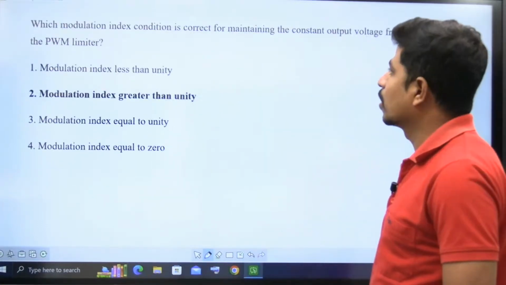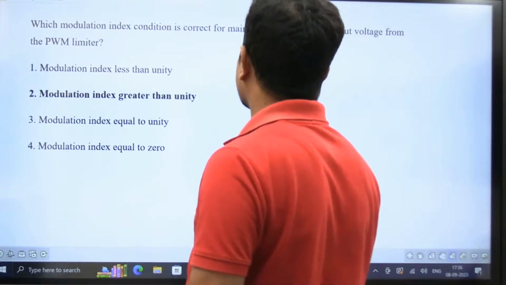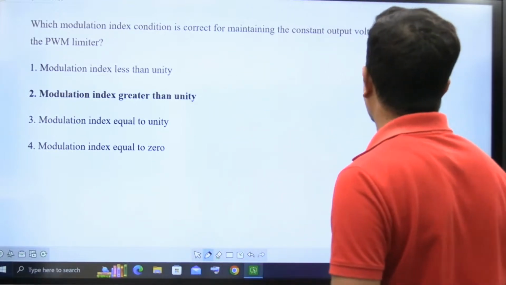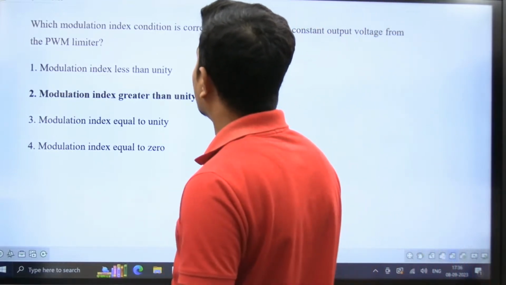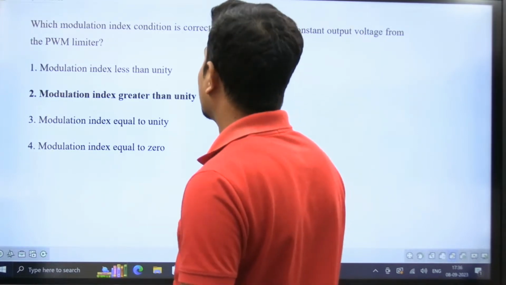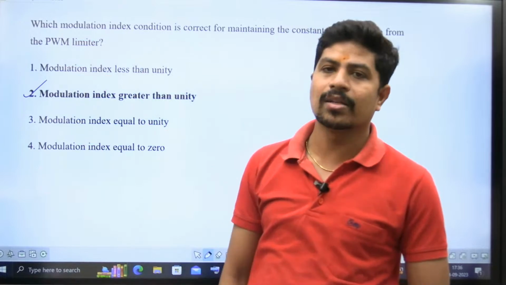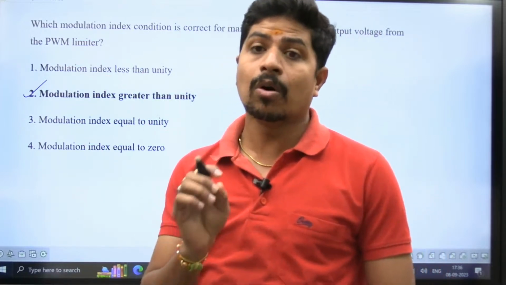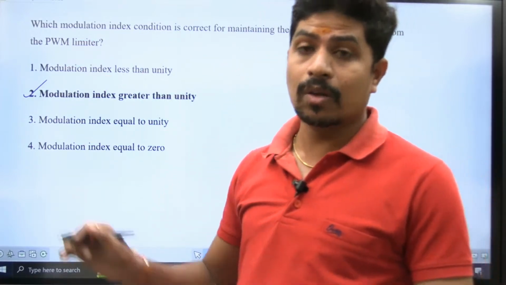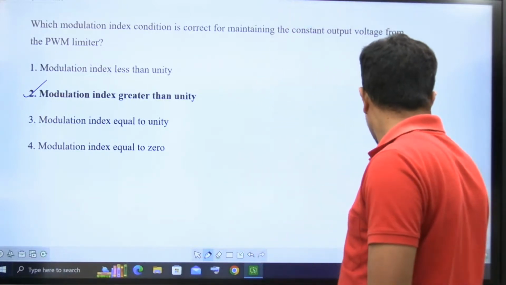Right? Next question. Which modulation index condition is correct for maintaining the constant output voltage from the PWM pulse width modulation limiter? Modulation index greater than unity. This is also a direct theory question. Modulation index must be greater than unity. Then only that is possible. Let's go to the next question.